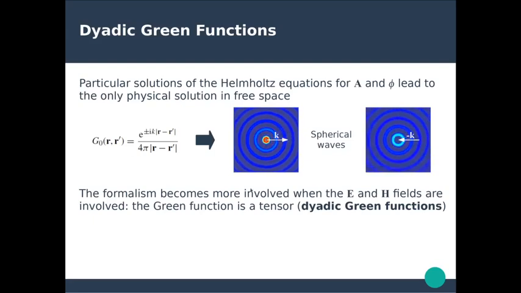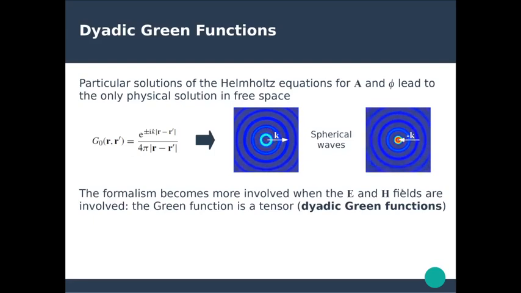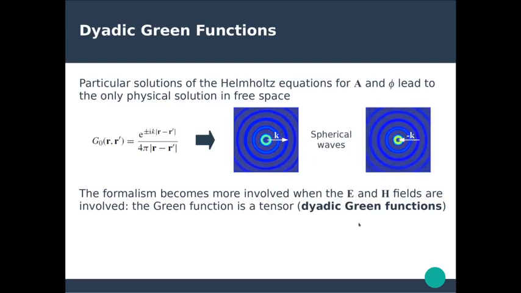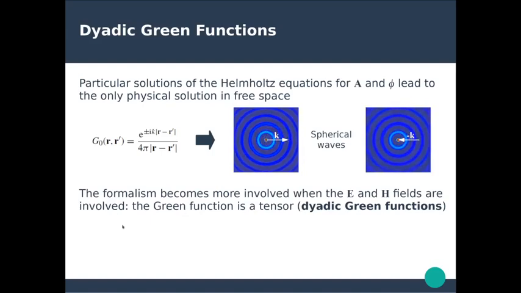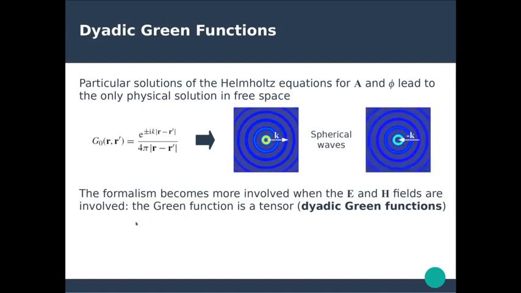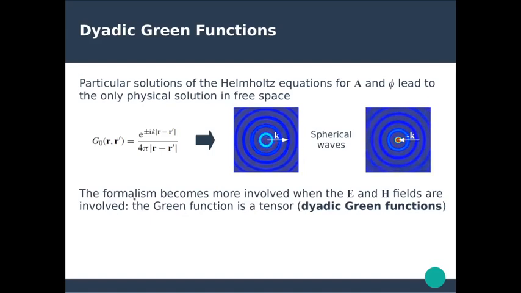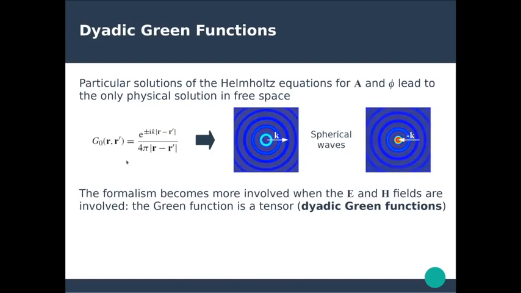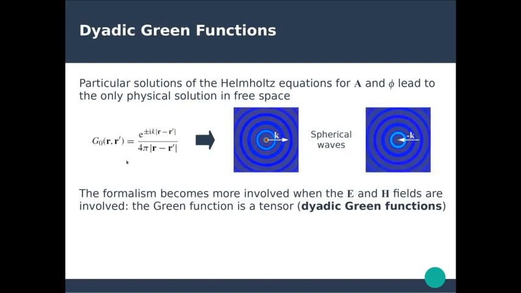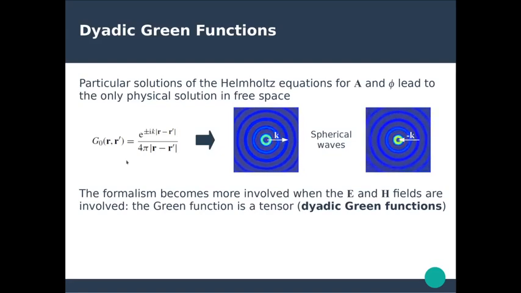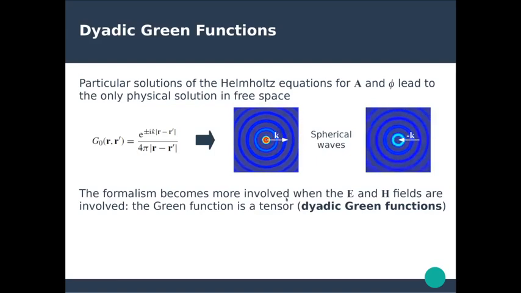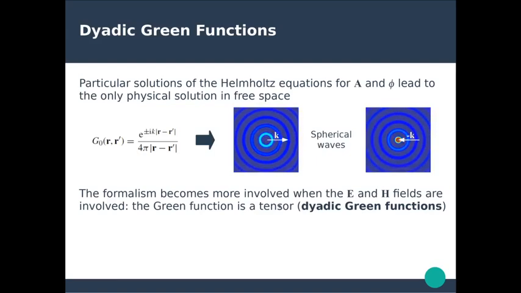Then you can go a bit further. You can look at what happens with the electric and magnetic fields. Once they are involved, the formalism becomes a little more complicated, and instead of having just a scalar Green function, you have to make use of a tensor. So the Green function becomes a tensor, and it's what we call the dyadic Green functions, or Green tensor.